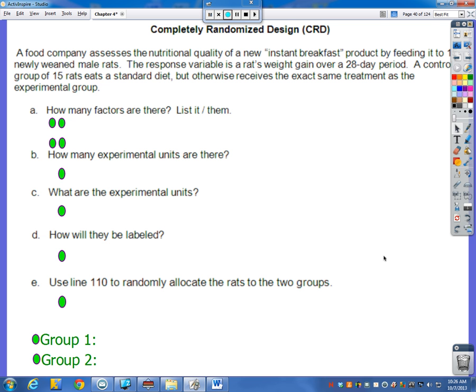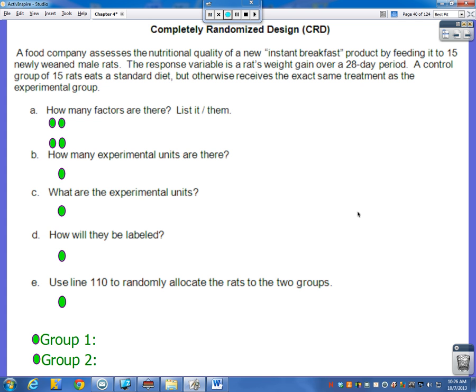So the first example we're going to look at here says a food company assesses the nutritional quality of a new instant breakfast product by feeding it to 15 newly weaned male rats. The response variable is a rat's weight gain over a 28-day period. A control group of 15 rats eats a standard diet but otherwise receives the exact same treatment as the experimental group. Okay, again, that is key for a control group, is that essentially they get the same exact stuff, except the treatment is tweaked just a little for the treatment group versus the control group.